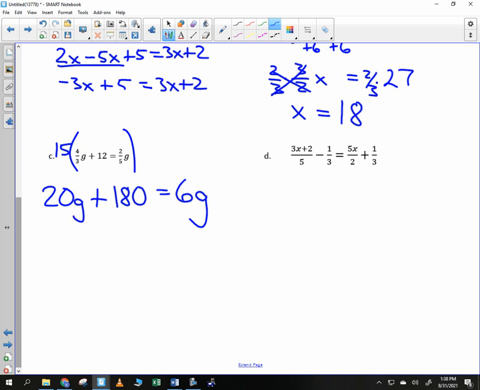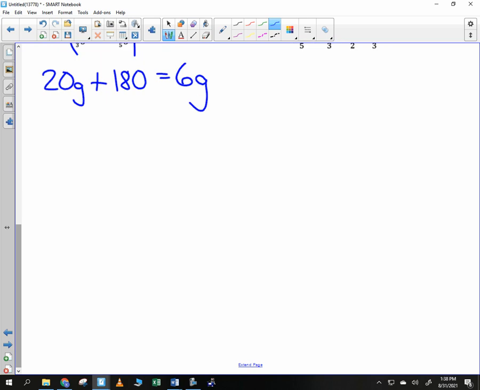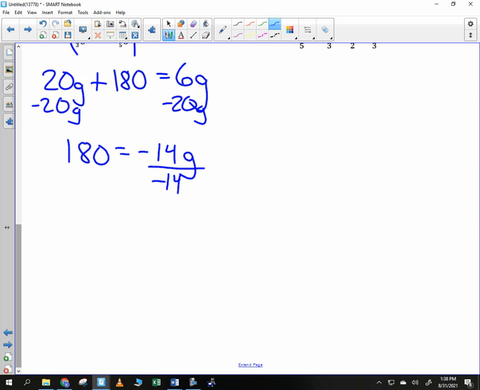So I no longer have any fractions. Is that good? You like that? You like getting rid of the fractions? So now this is easy to solve. We can subtract 20g from both sides. And we get 180 is equal to negative 14g. Oh. Why do we have to hate on the fractions? So I'm going to say negative 90 over 7.